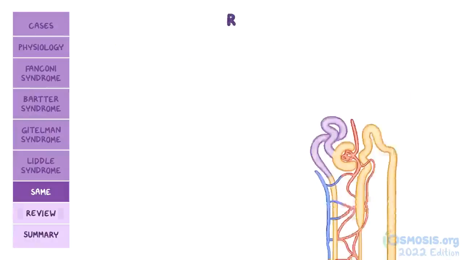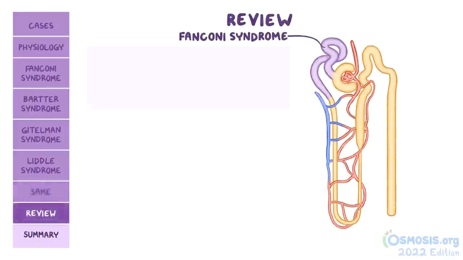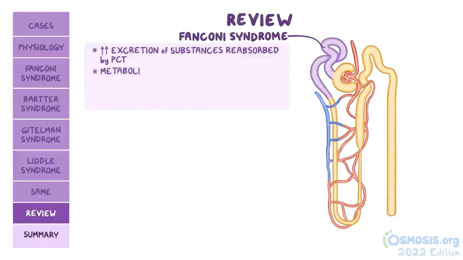Alright, as a quick recap, Fanconi syndrome is a proximal convoluted tubule dysfunction where there's increased excretion of all substances normally reabsorbed by the proximal convoluted tubule, like glucose, bicarbonate, and so on. As a result, there's metabolic acidosis, type 2 renal tubular acidosis, hypophosphatemia, and sometimes even osteopenia.